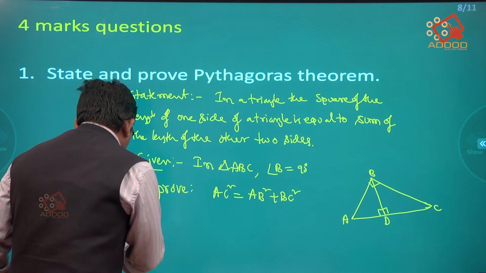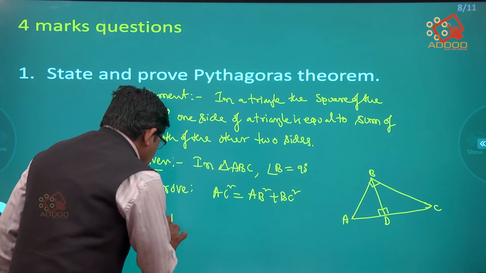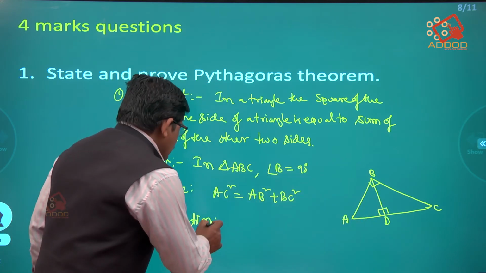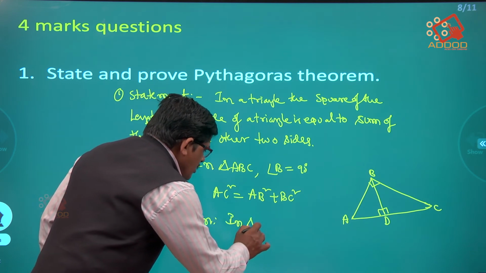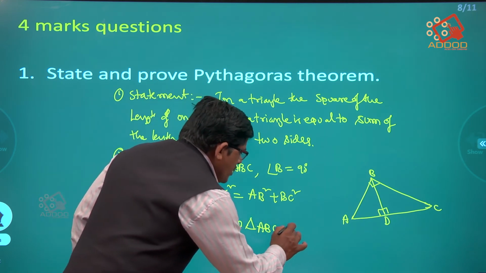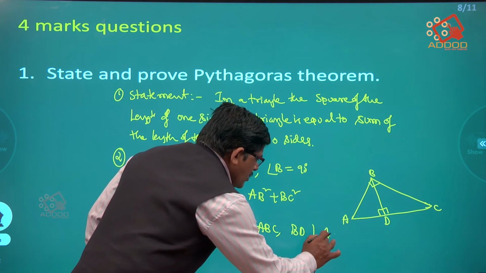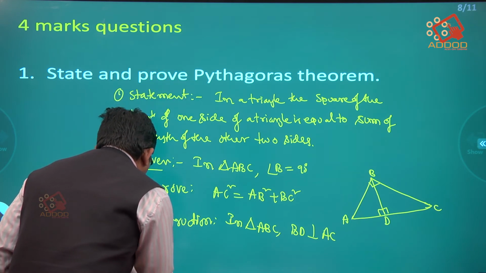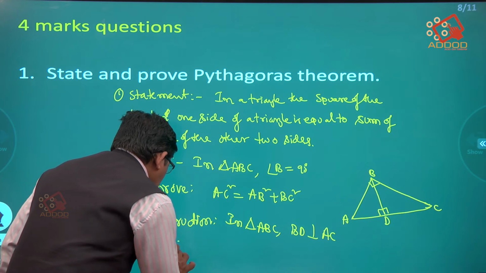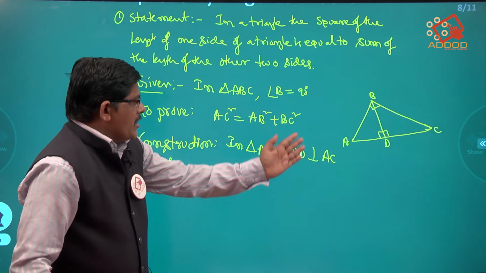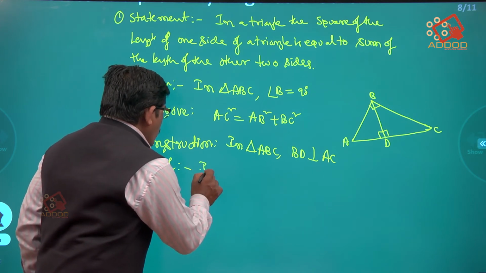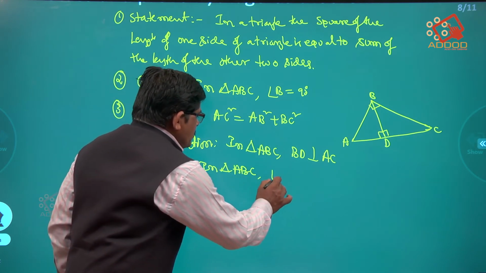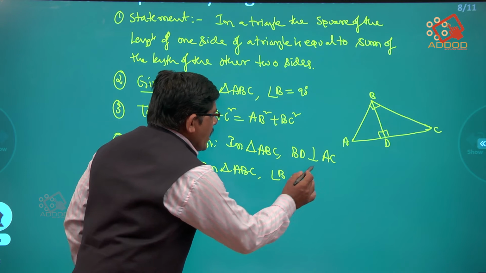Next, the fourth one, construction. What is the construction? In triangle ABC, BD is perpendicular to AC. Next, the fifth one, proof. In triangle ABC, angle B is equal to 90 degrees.